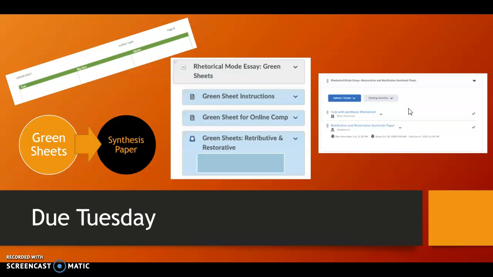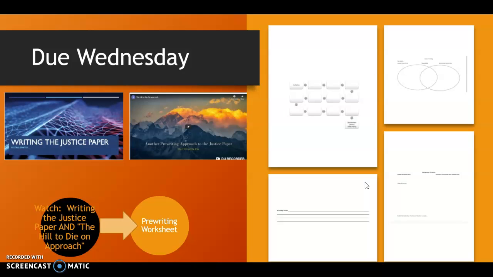On Monday in our Zoom class, we're going to do lots of talking and planning for this paper, so I think you'll be ready to go. But be prepared Monday night and all day Tuesday. That's what you should be working on. Wednesday is your pre-writing. So there are two videos to help you. One is just getting started on the justice paper. It's a general video that will lead you through this pre-writing worksheet.